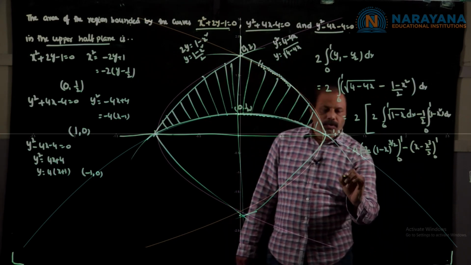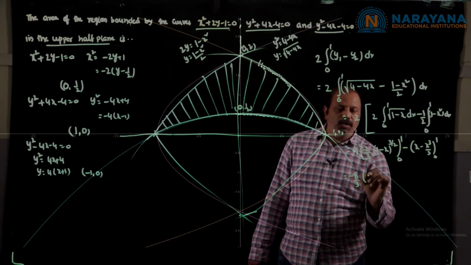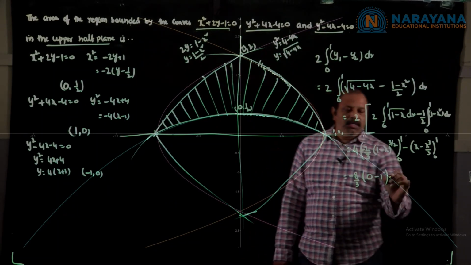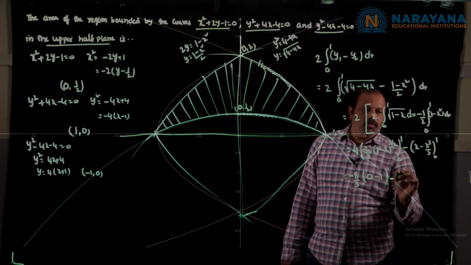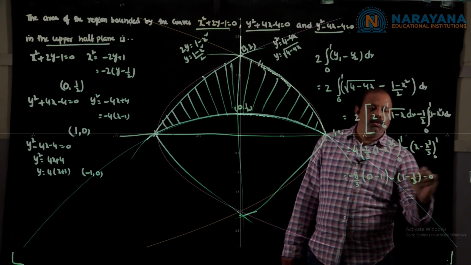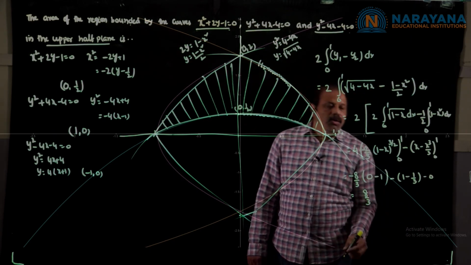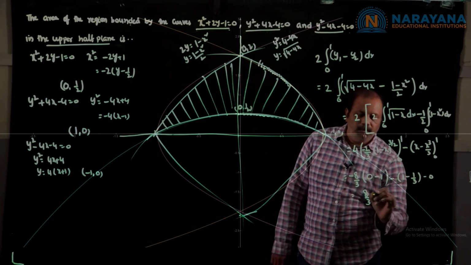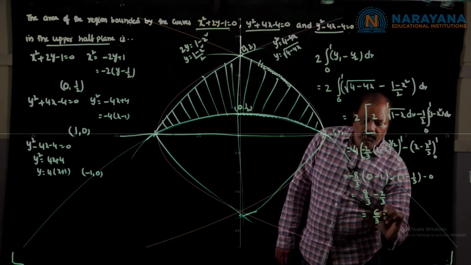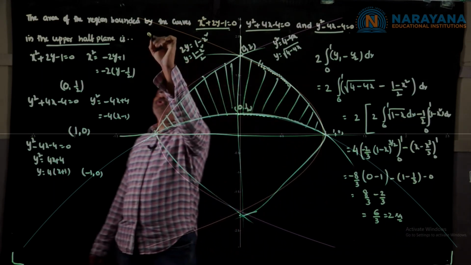This will be equal to 4 into minus 2 by 3, which is minus 8 by 3, times of: if I substitute x is 1, 0. If I substitute x is 0, minus 1. Minus, if I substitute x equals 1, 1 minus 1 by 3. If I substitute 0, this is anyhow 0. Now this will be equal to plus 8 by 3, 1 minus 1 by 3 is 2 by 3, minus 2 by 3. 8 by 3 minus 2 by 3 is 6 by 3, which equals 2 square units. Therefore, the answer for this is 2 square units.